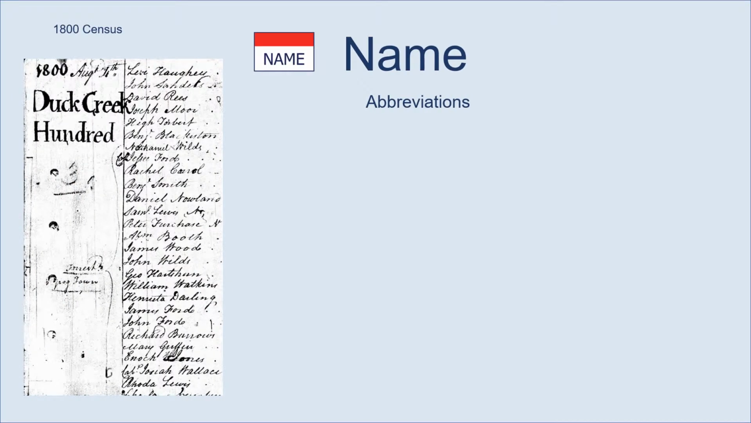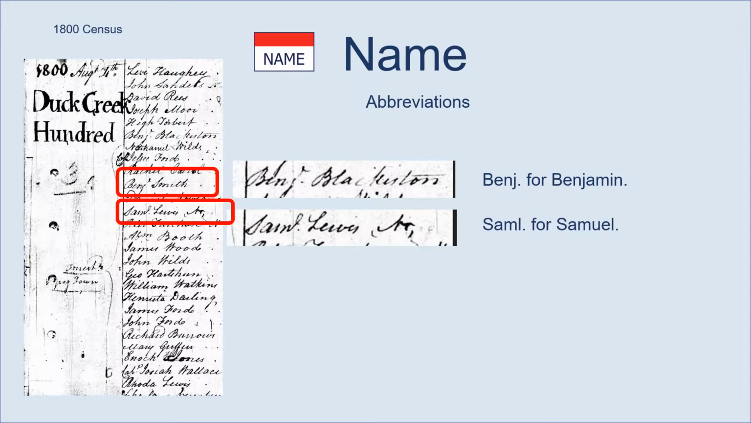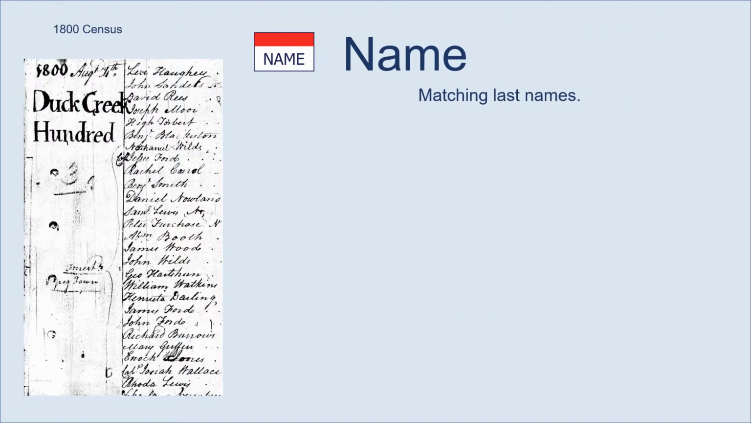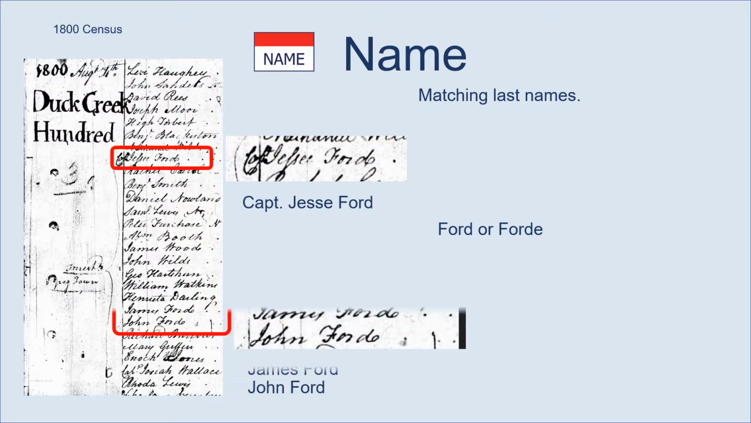Census takers often abbreviated the names. This page has two names abbreviated. BENJ for Benjamin, SAML for Samuel. Look for matching last names. There are 3 men that are head of household with the last name of Ford on this page. It is very likely they are related. Captain Jesse Ford, James Ford, and John Ford.